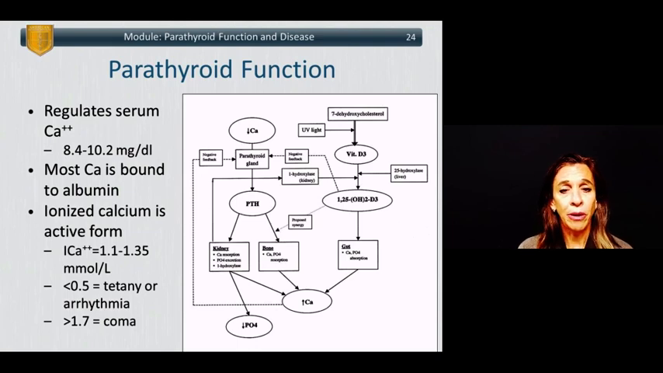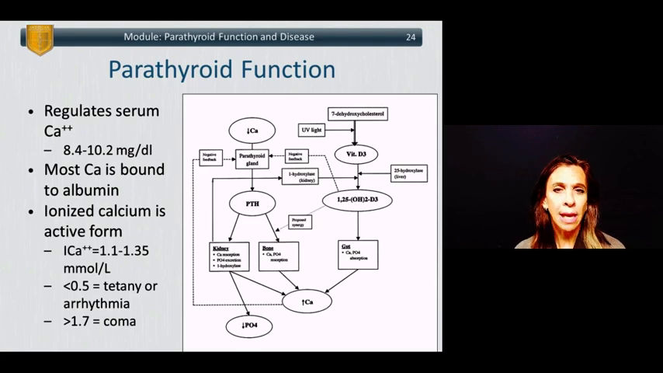So what does your parathyroid do? Well, it regulates serum calcium. It typically regulates it in a very narrow range of 8.4 to 10.2 milligrams per deciliter. Remember, most calcium is bound to albumin. Ionized calcium is the active form, which is the free form of calcium. And your ionized calcium level is typically in a very short range of normal of 1.1 to 1.35 millimoles per liter.